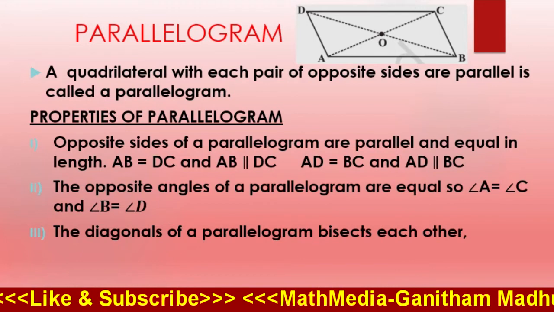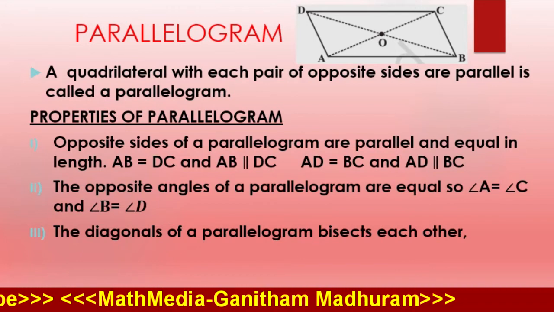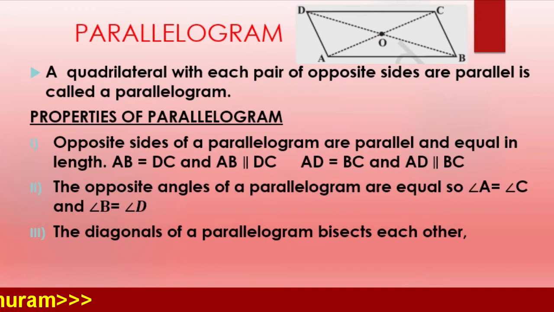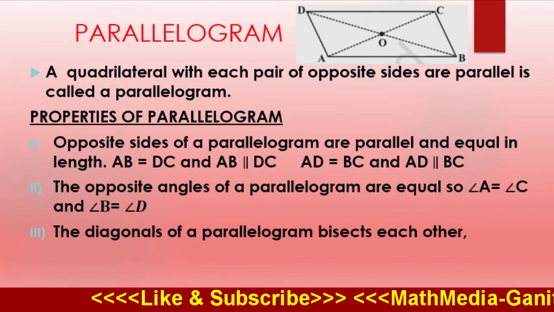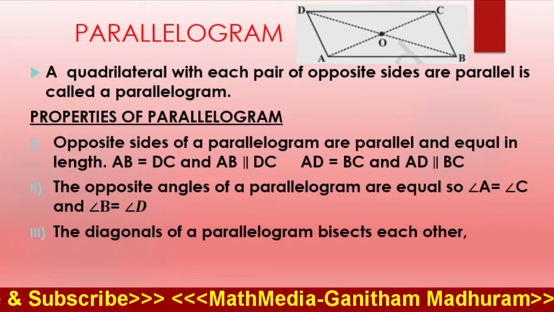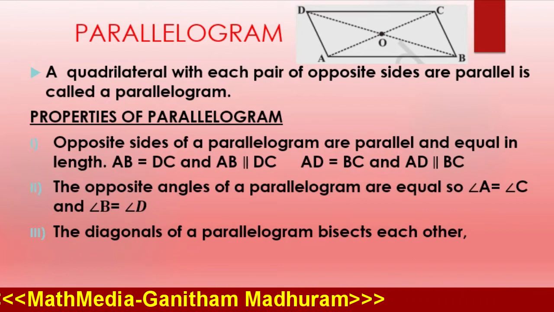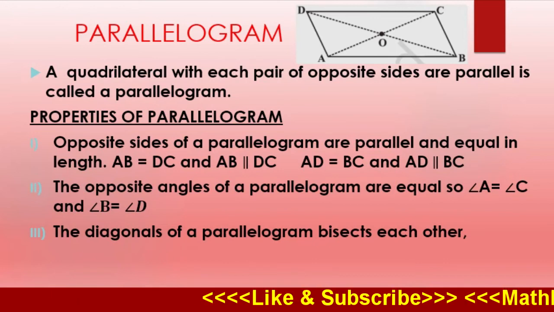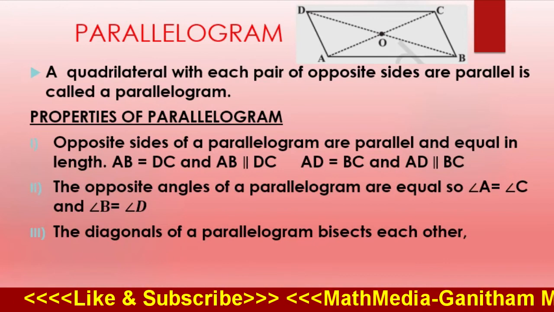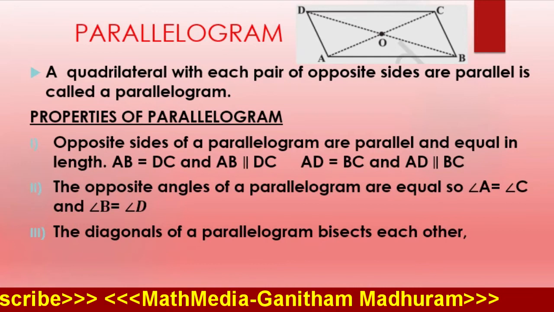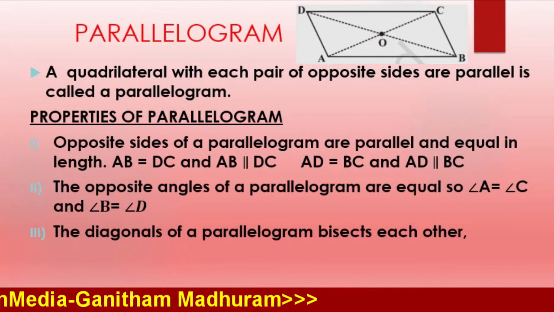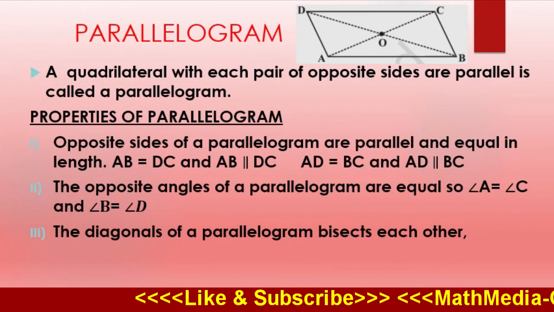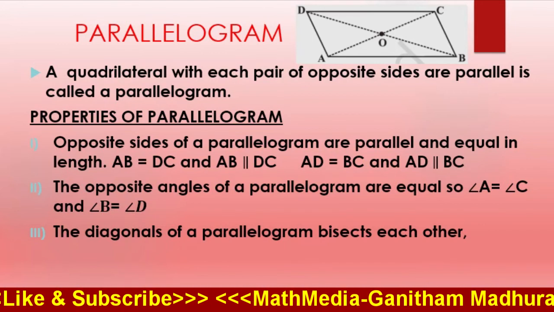Next one, the diagonals of a parallelogram bisect each other. Which are the diagonals? AC and BD. Bisect each other means the diagonal AC is divided into two equal parts. That is, AO equal to CO. Similarly, the other diagonal BD is also bisected. That is, BO equal to DO.